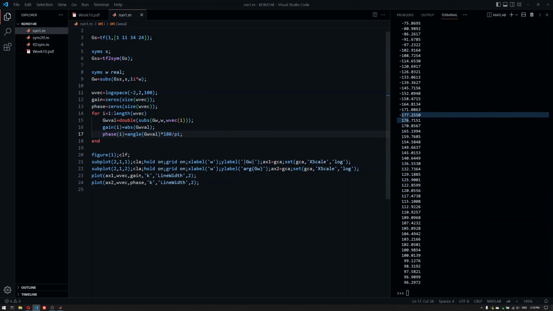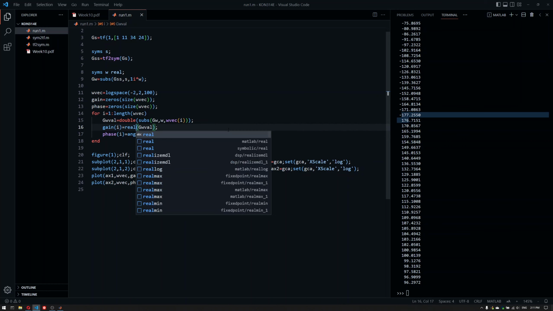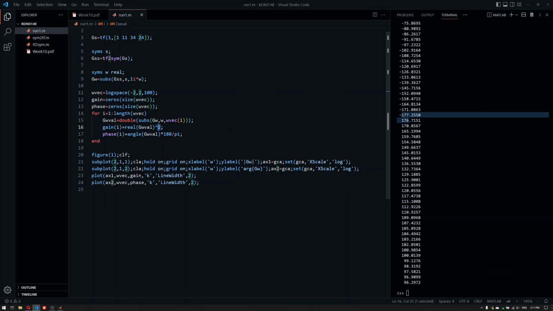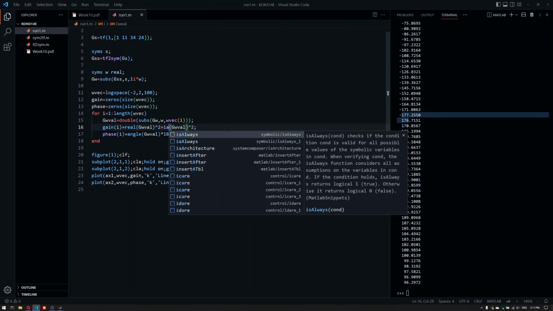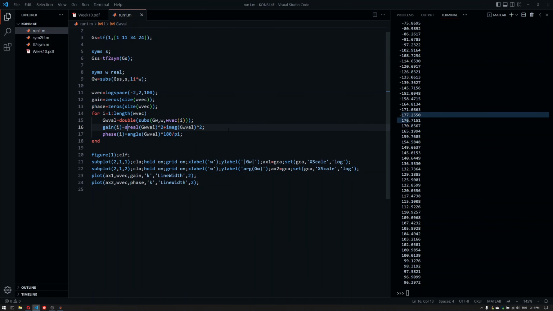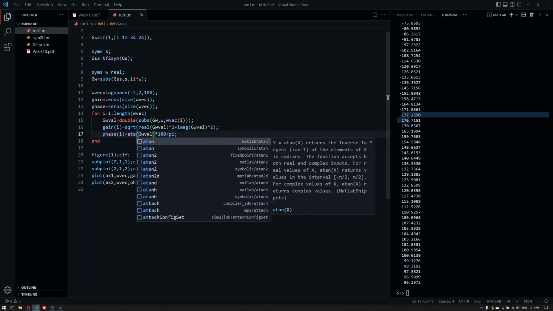By the way, you can use A10 2D and get the real part and imaginary part. You don't really have to use abs and angle here, but those are the functions, so I didn't bother. But this is actually the real part squared plus imaginary part squared, and then the square root of that. You can use A10, but I don't recommend it.